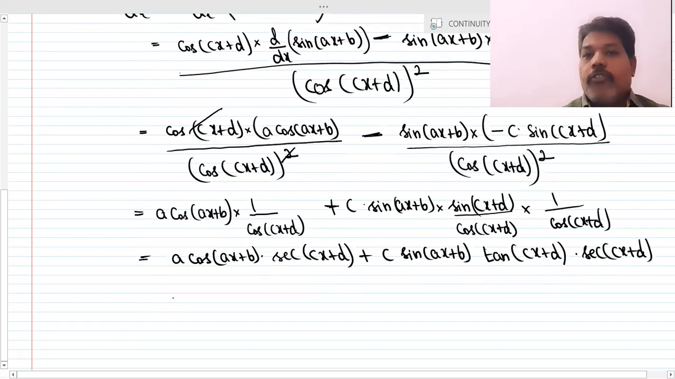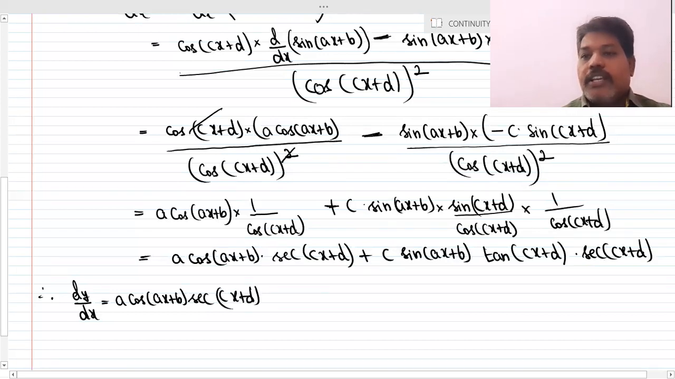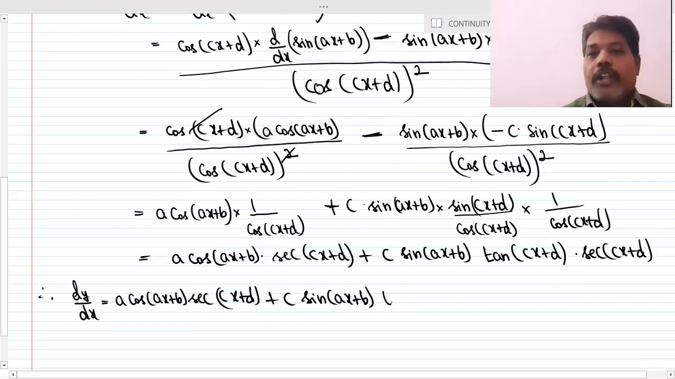So therefore what is dy by dx, students? Therefore dy by dx is equal to a into cos of ax plus b into secant of cx plus d, plus c into sine of ax plus b into tan of cx plus d into secant of cx plus d.